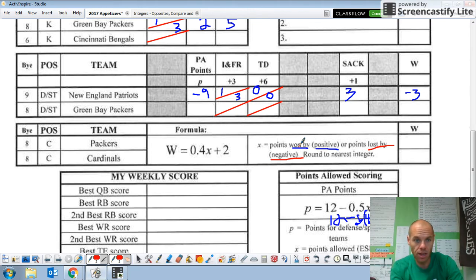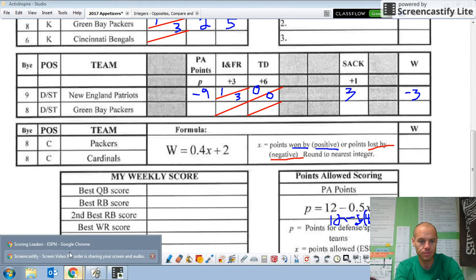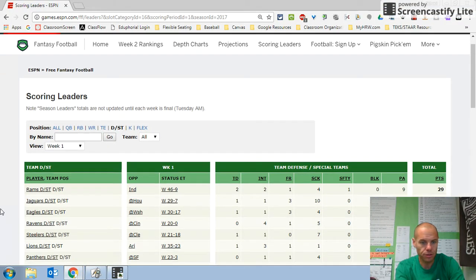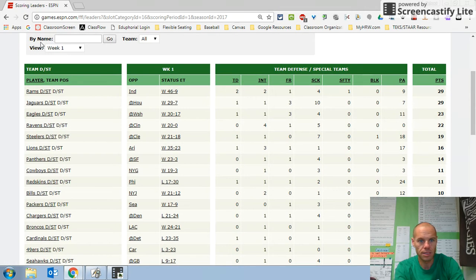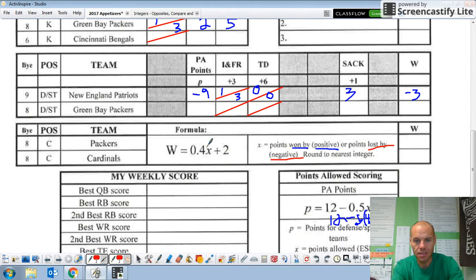So let's go to the Packers. I'm going to look for the Packers coach, or the Packers team, I guess. So here we are. I'm going to scroll down for the Packers. Here we are, Packers. Week 1, I am in week 1. You can see that right here. The Packers won 17-9. So they won by how much? I take the difference between the two numbers, and I get 8. So they won by 8.